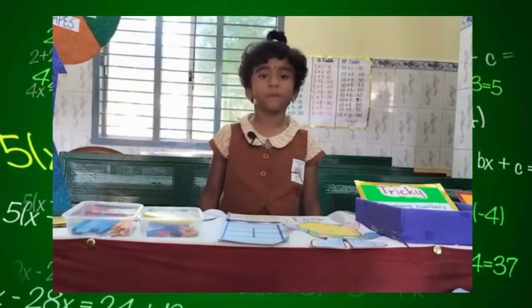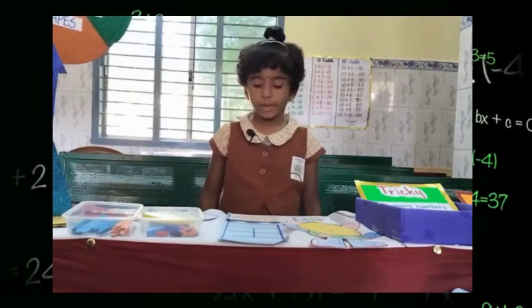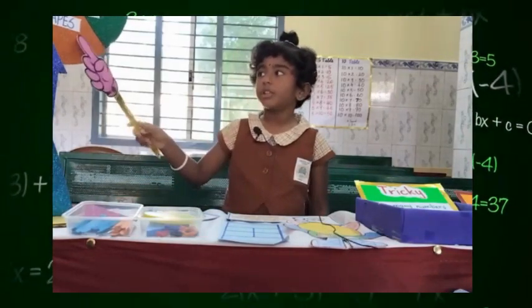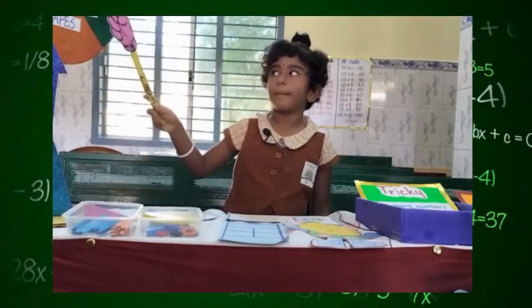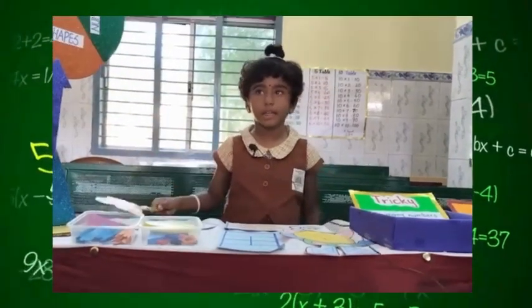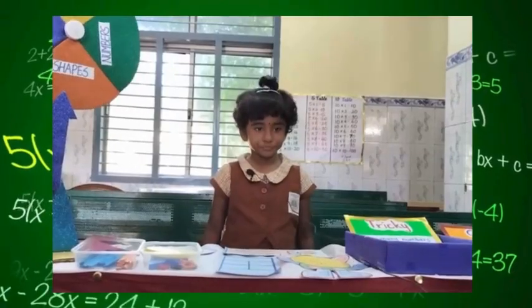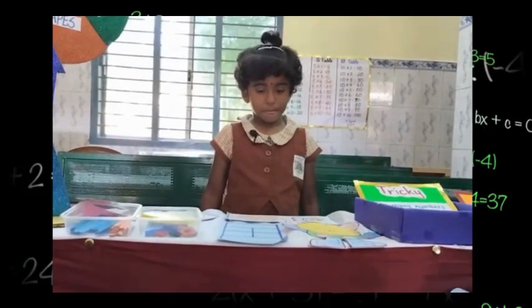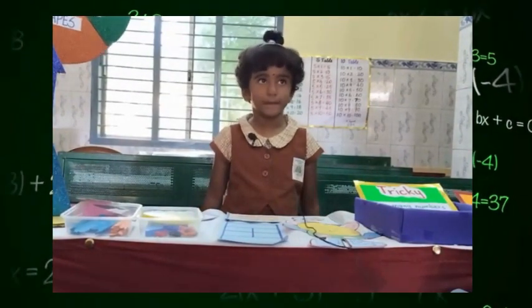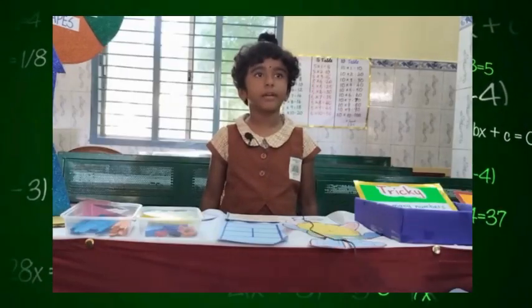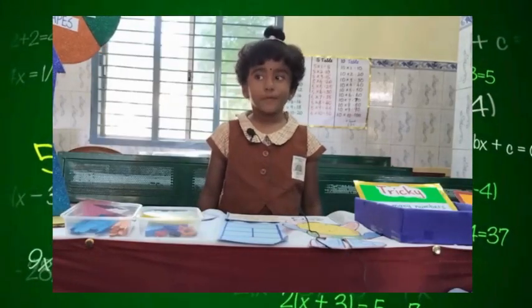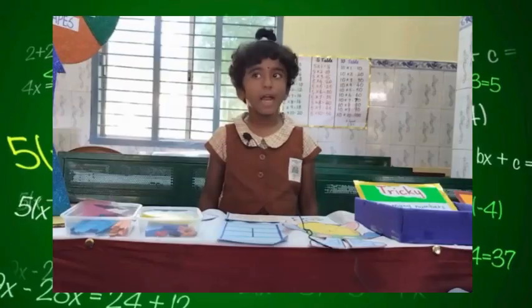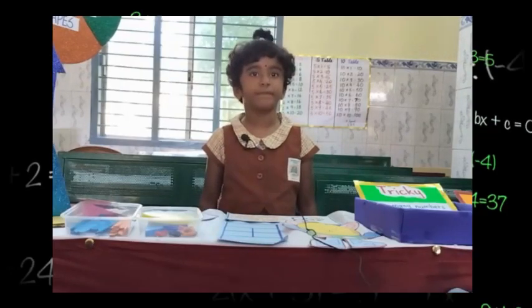It has 4 divisions, namely shapes, numbers, count and tricky. I will rotate the spin wheel. Please ask me one question from the topic where the arrow is pointing.